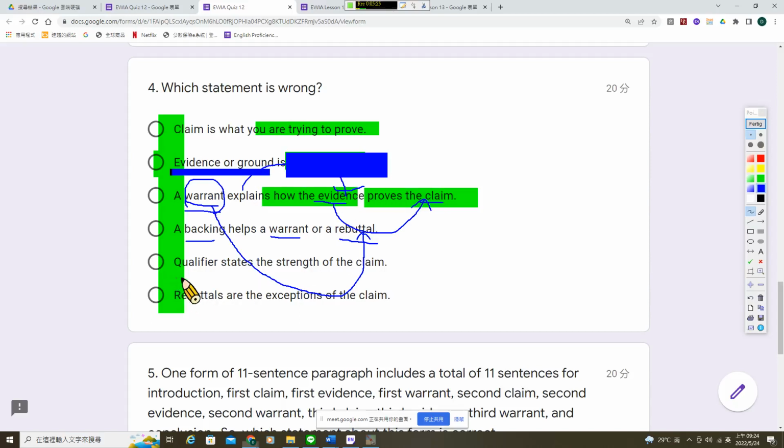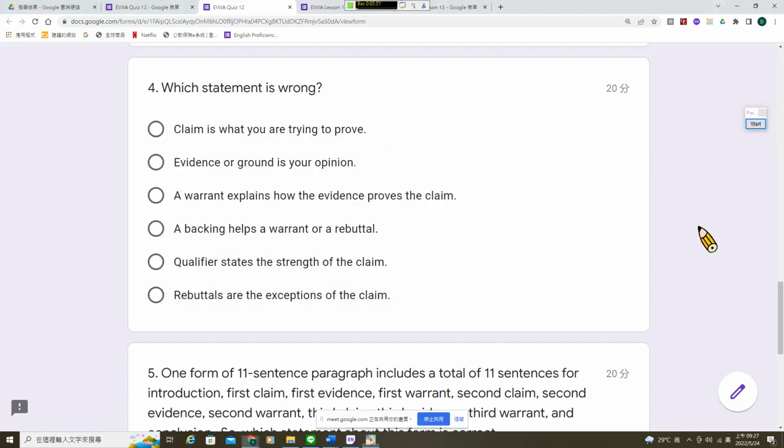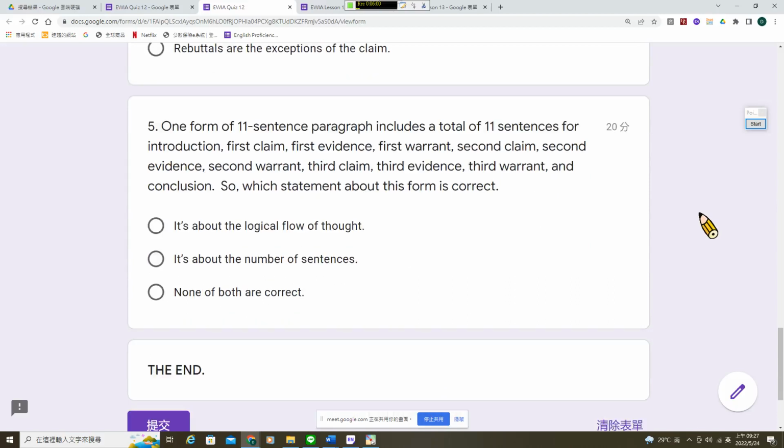And number 5 is qualifier. Qualifier states the strength of a claim. Why do you need to state the strength of the claim? Because there are rebuttals. Rebuttals are the exceptions to the claim. When you say something, this is something you want to prove, but there are some exceptions. So you have to foresee the exceptions and write the exceptions into your paragraph. So these exceptions are called rebuttals. Okay, so this is number 4. And let's move to number 5.